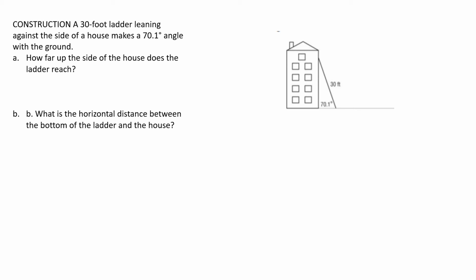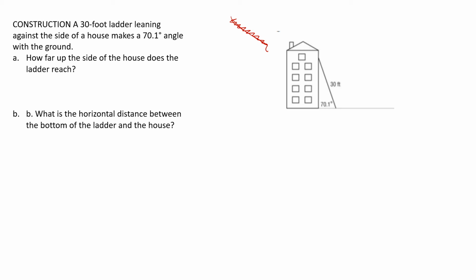Okay, so a 30-foot ladder leaning against the side of a house makes an angle of about 70.1 degrees with the ground. Here the diagram is already given to you, but remember that whenever they talk about any ladder, the hypotenuse will always be the length of the ladder. This is the main thing you must know, because the ladder always stands in a leaning position. So if this is the ladder, the hypotenuse is the length of the ladder.